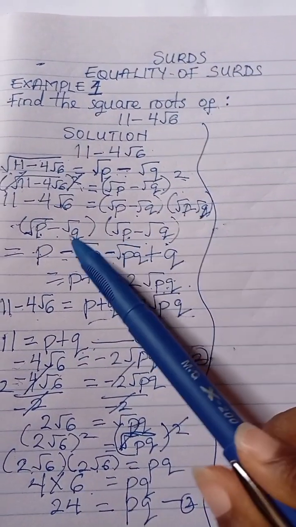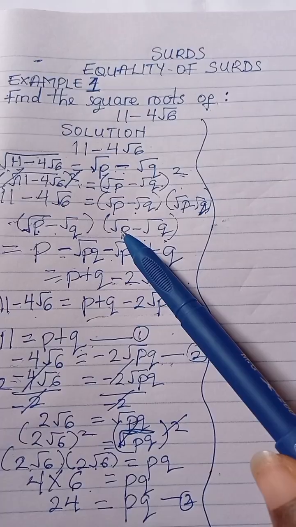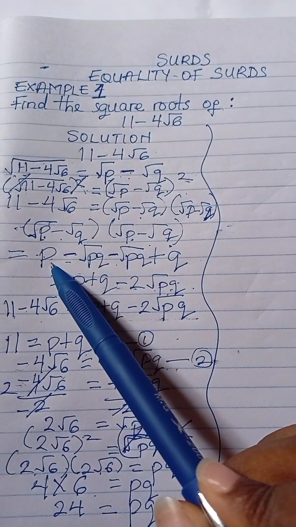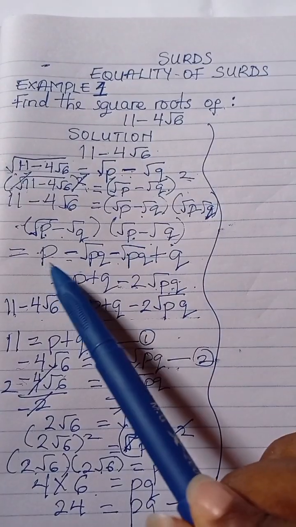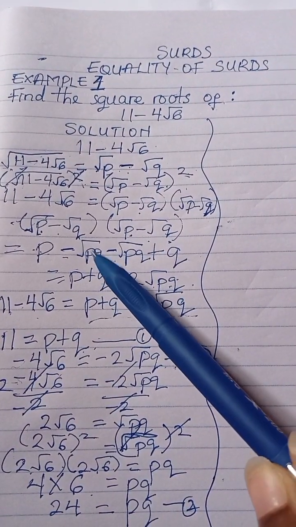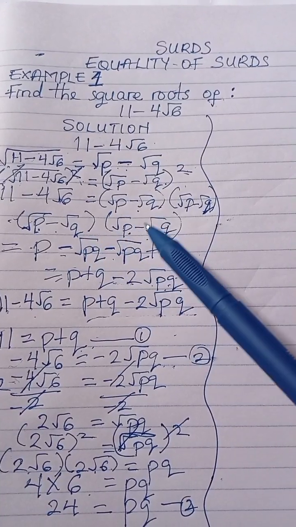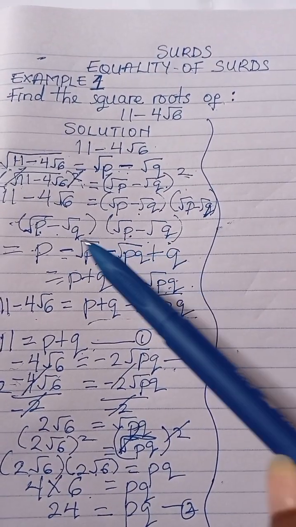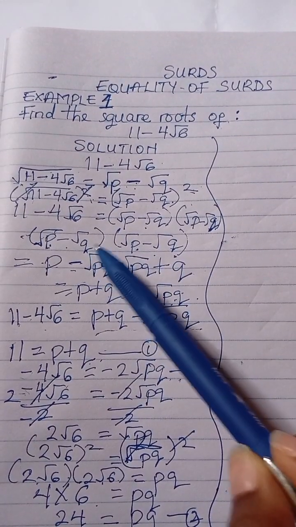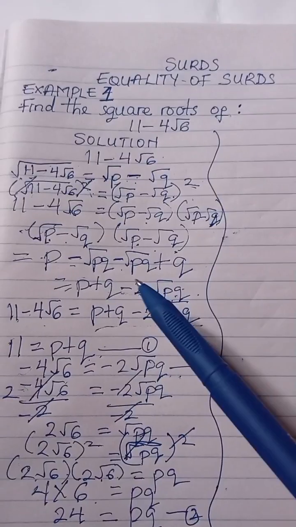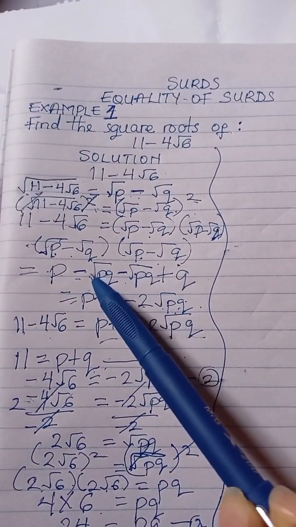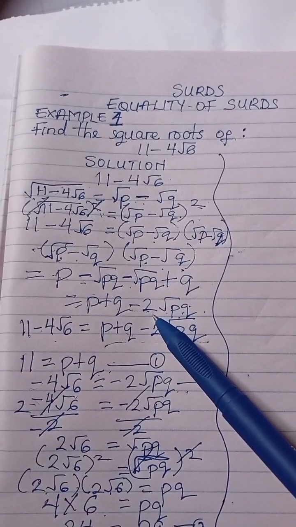So that will give us √p by √p. I told you that when they are the same thing under the root sign, they will give you the answer back as p. So √p by √p is p. √p by minus √q is minus √pq. Minus √q by √p is minus √pq. Minus √q by minus √q is plus, because they are the same thing, that's q. So take the ones without root sign together. That will be p plus q. Then minus 1 minus 1, that will be minus 2√pq.